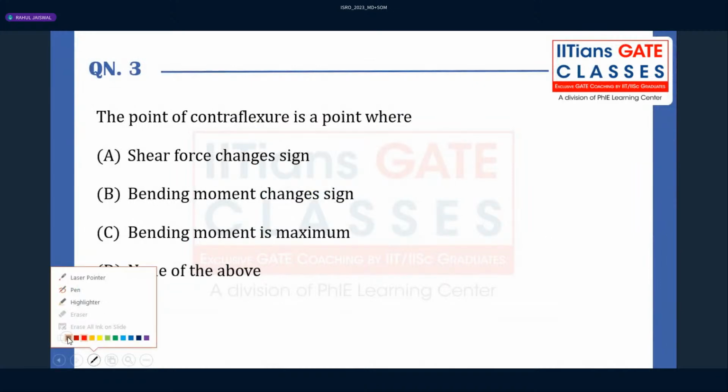Here, when you look at the first question, all of you can see my screen. So now when you read the first question, this question basically belongs to the shear force and bending moment chapter. They are asking: the point of contraflexure is a point where what? If you can answer, then please answer in the chat section. I will explain.